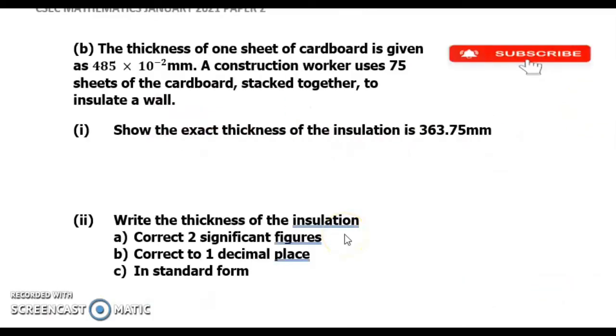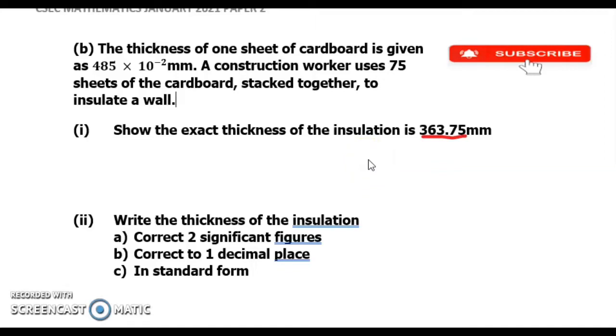B part of the question is, the thickness of one sheet of cardboard is given as 485 times 10 to the negative 2 millimeters. And here it says a construction worker uses at least 75 sheets of cardboard stacked together to insulate a wall. So the first part of the question is asking us to show the exact thickness of the insulation is 363.75 millimeters. So here we have our solution, and they want us to prove to them that that is the answer as it relates to the thickness of the insulation.